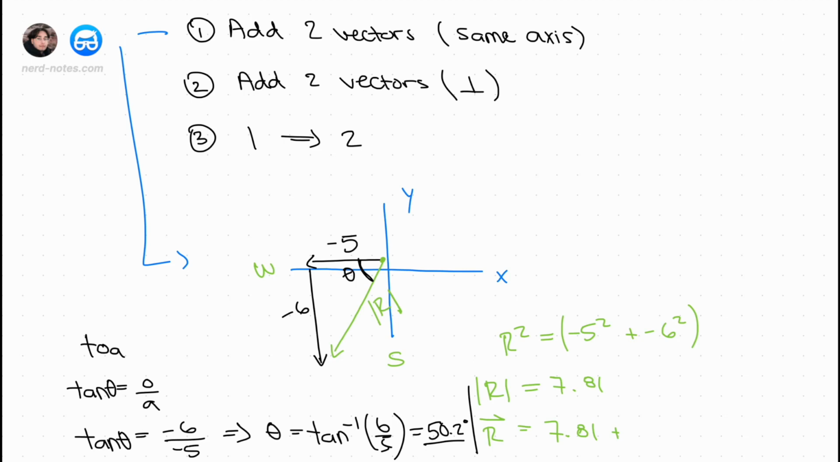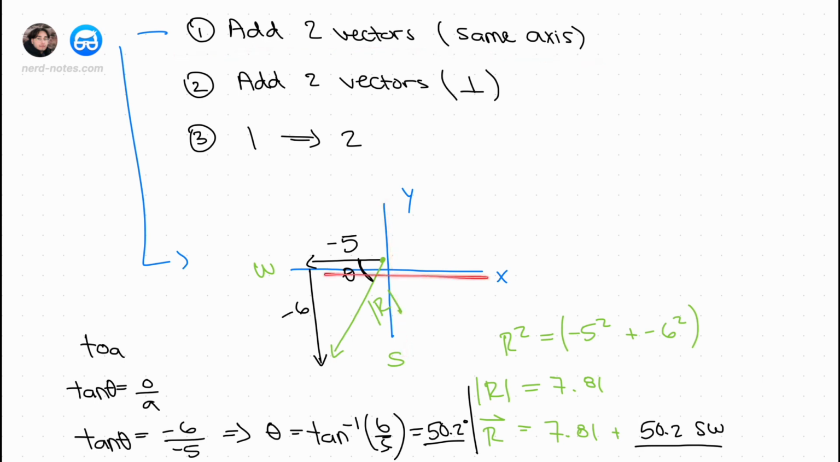Okay, so now we can actually use that degree and state the precise direction in our final answer here. Going back to the final answer, I'm going to write it right here. It's going to be 7.81, 50.2 degrees southwest.